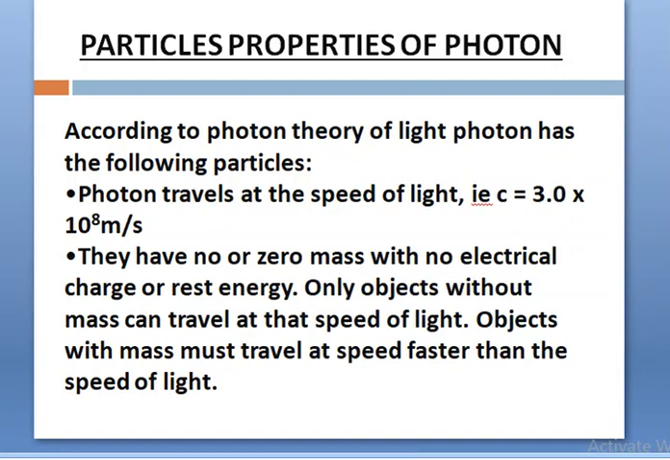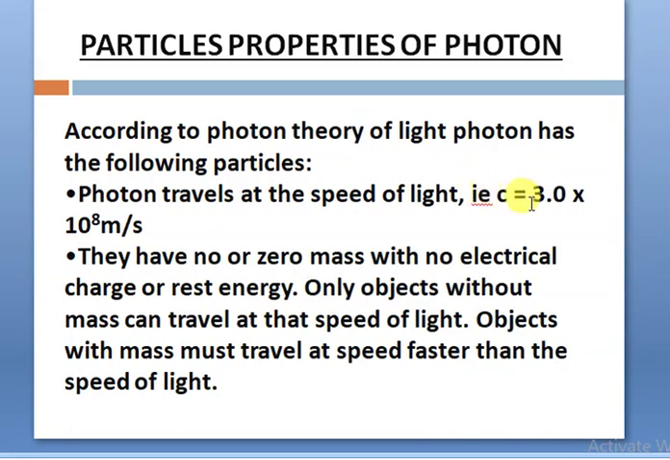Now let's look at the particle properties of what? Photon. Particle properties of photon. Now, according to photon theory of light, photon has the following particle properties. We are going to mention them and explain them. Number one, photons travel at the speed of light. And what is speed of light? Speed of light is constant. When we are talking about photon, we use speed of light as c. But when we are talking about other velocities, we use v.